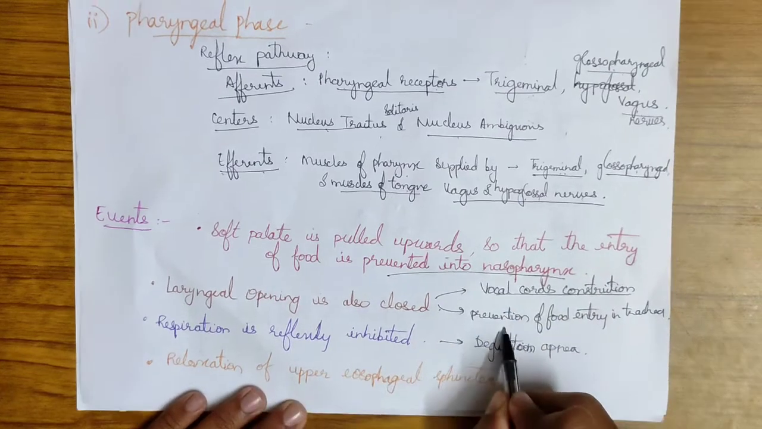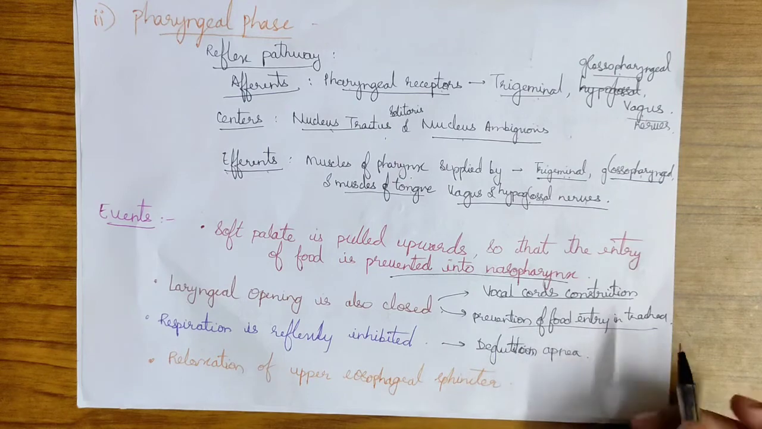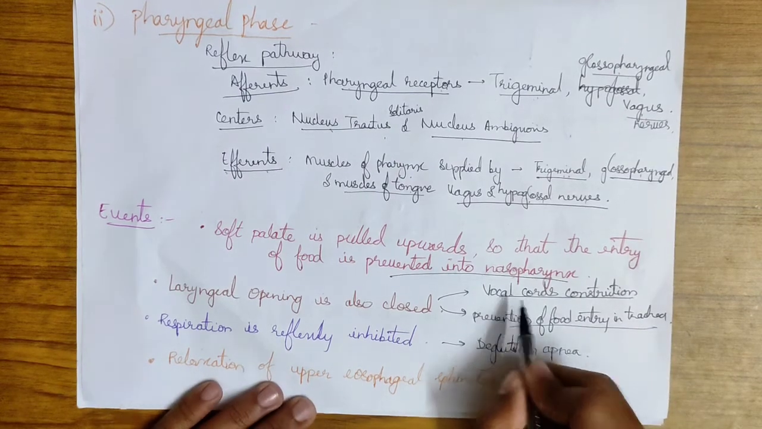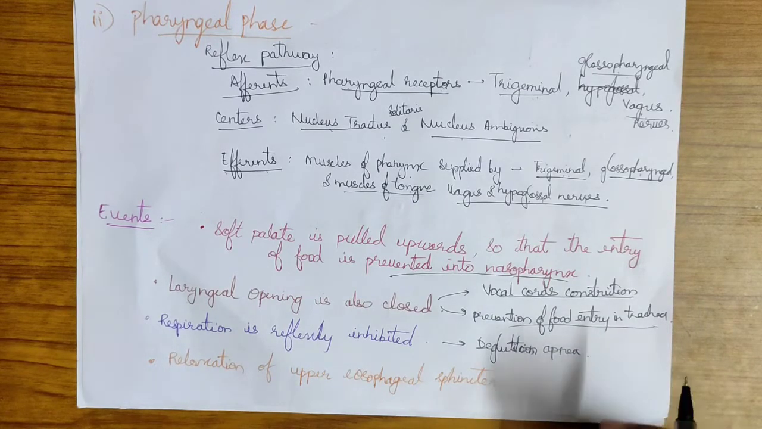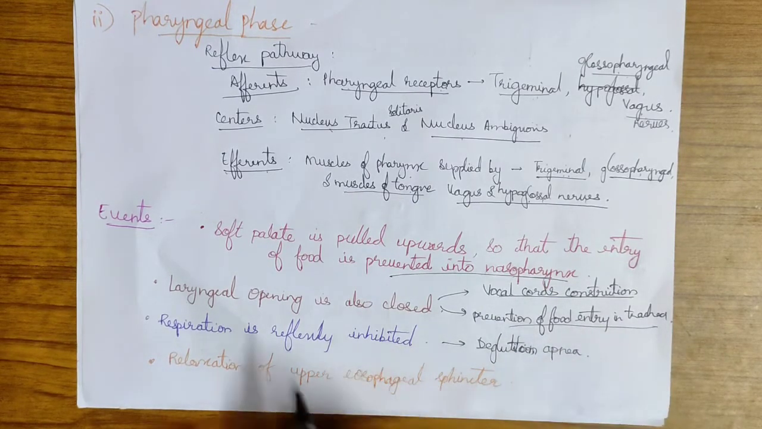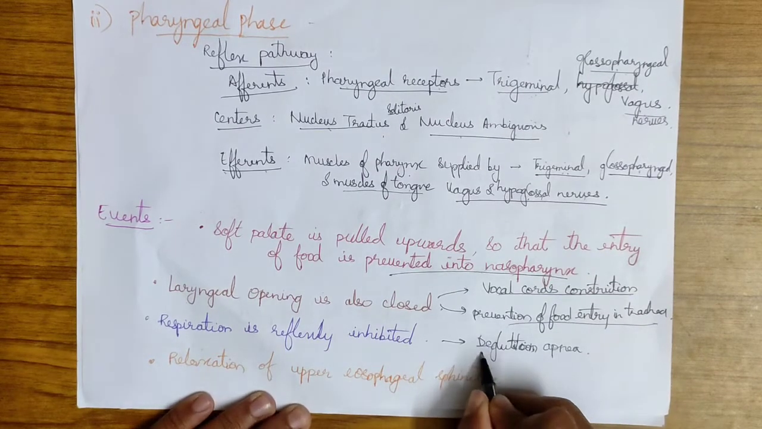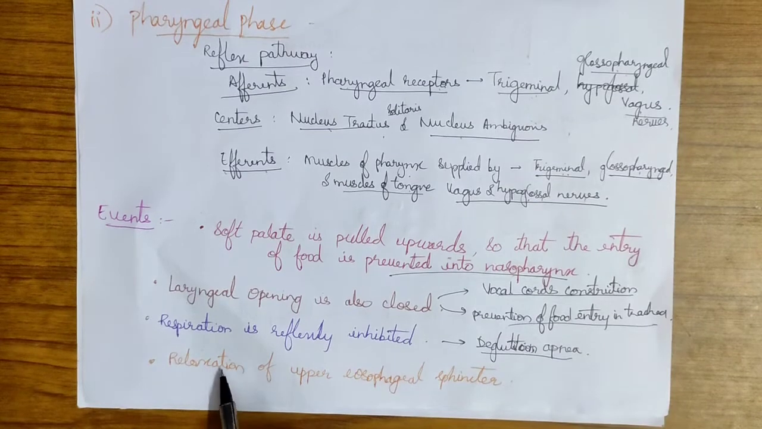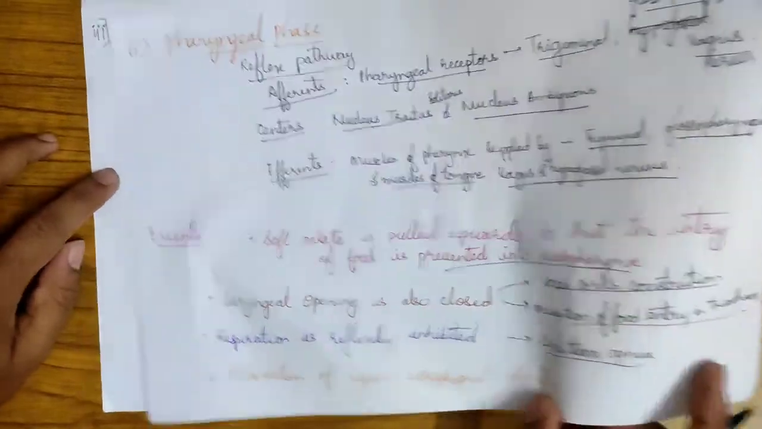It helps in prevention of the food entry into the trachea, so that whenever you talk while eating, there will not be vocal cords constriction and the entry of the food will happen in the trachea and it will cause cough reflex. The respiration is reflexly inhibited. This is also called as deglutition apnea. Then there will be relaxation of the upper esophageal sphincter. So by the relaxation of the upper esophageal sphincter, the food will enter into the esophagus. Then the esophageal phase will start.